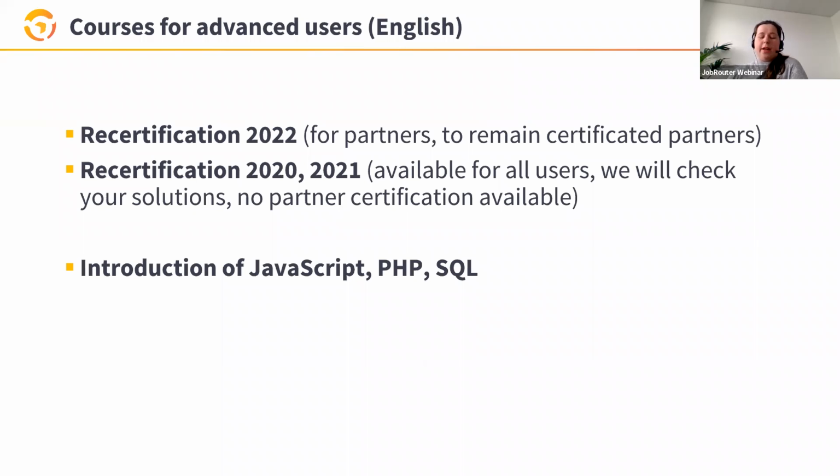One more thing that we added last year is an introduction to JavaScript, PHP, and SQL. We use these programming languages or libraries in JobRouter to make processes more functional, in addition to what is already included. That's why there you will find basic information on these languages, and additionally you can see how you can use them in JobRouter.